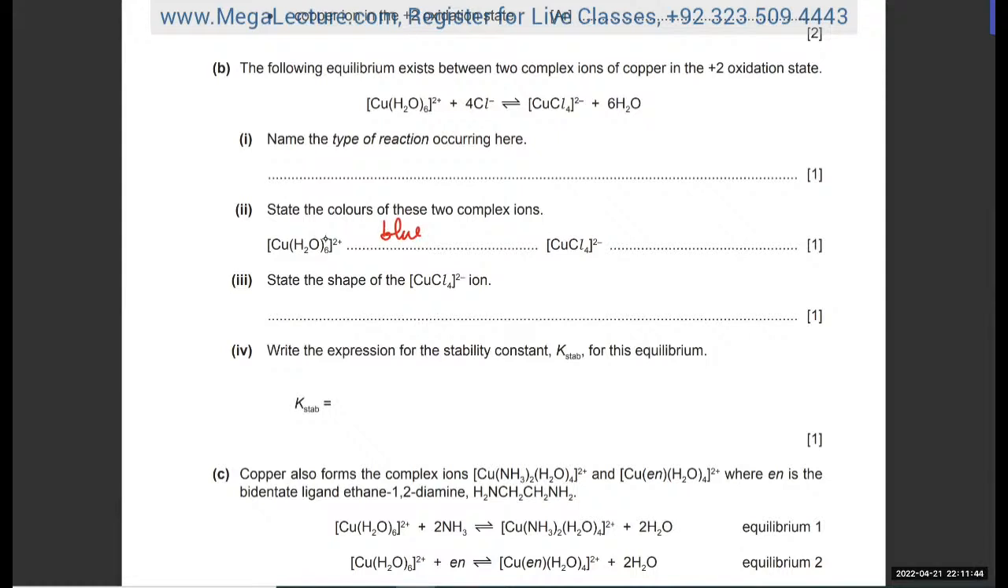With Cl, it's going to be yellow, greenish yellow. And also remember the colors with cobalt. Cobalt with water is pink, and cobalt with Cl is blue.